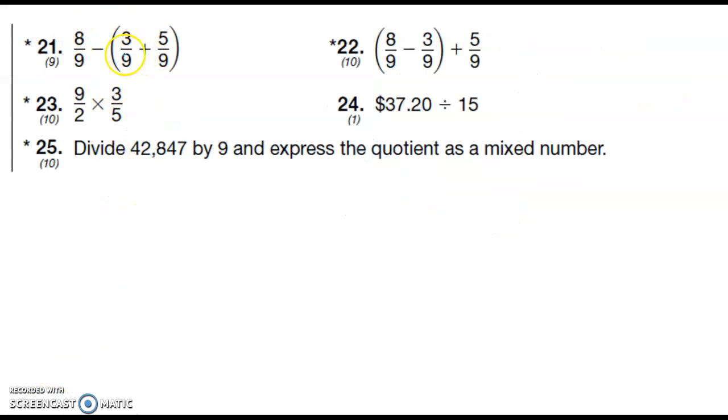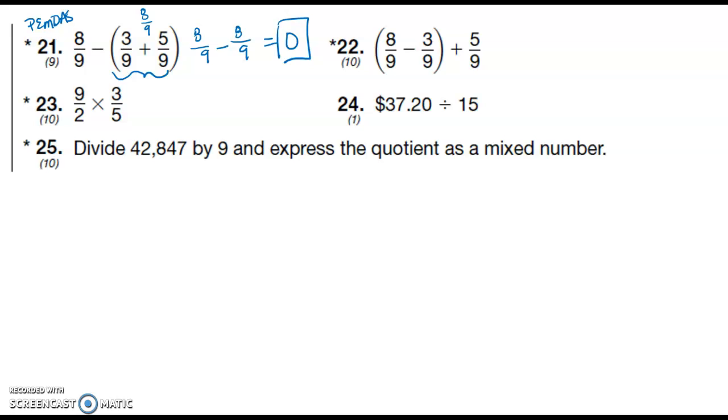Okay, so 21 is adding and subtracting with the same denominator, same bottom number. We're going to do, because of PEMDAS, we're going to do the parentheses first. So 3 plus 5 is equal to 8/9. So I have 8/9 minus 8/9 is equal to 0, or 0/9, which is 0.